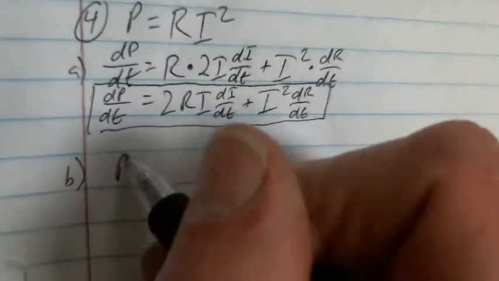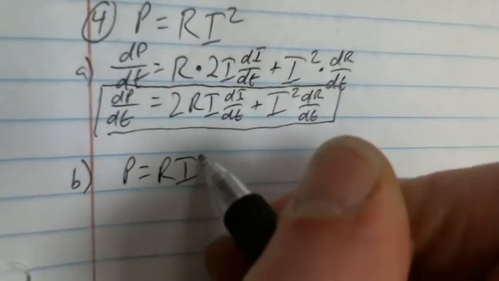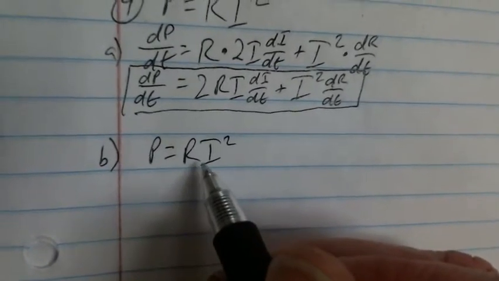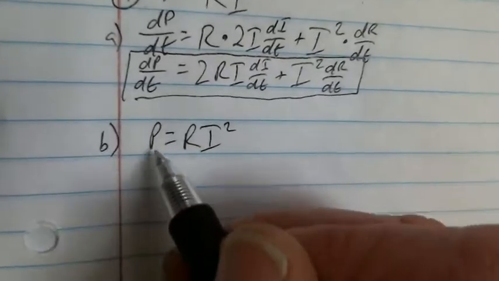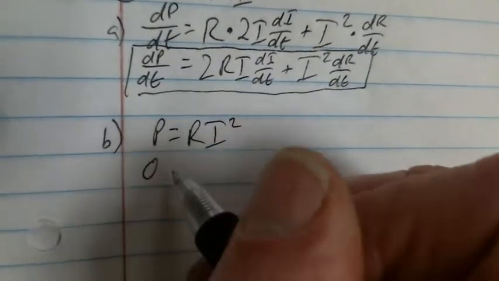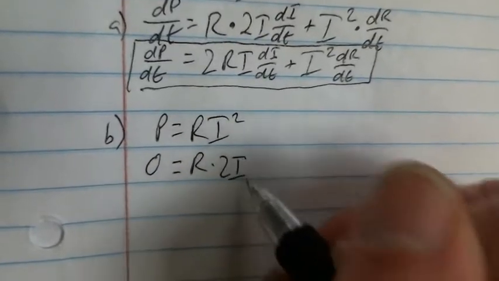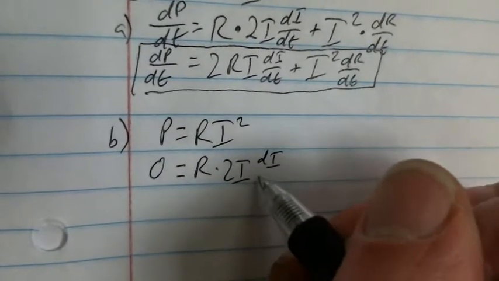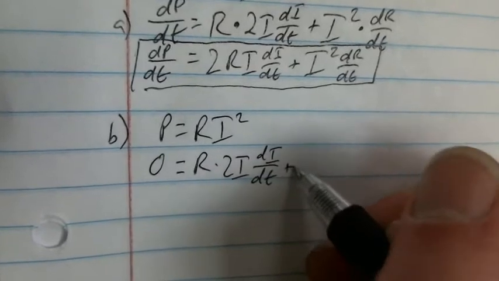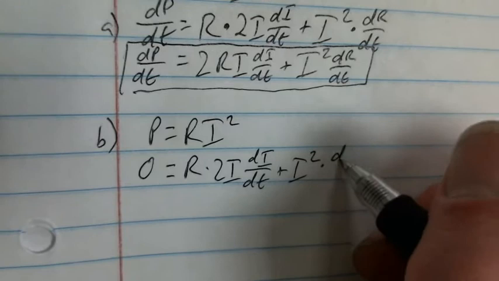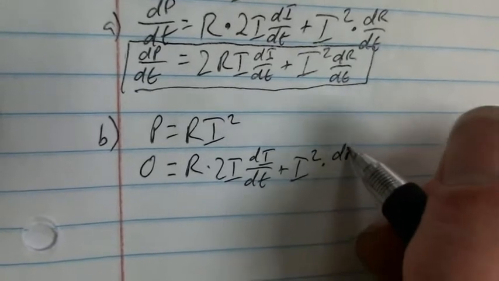All right, so looking at P equals R I squared, and to relate dr/dt to di/dt, we can take the derivative. We're assuming that P is constant, so the derivative of the constant is 0. So we have the first times the derivative of the second, chain rule, plus the second times the derivative of the first, big R.